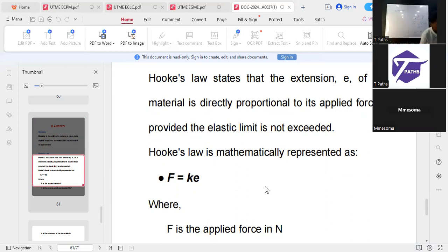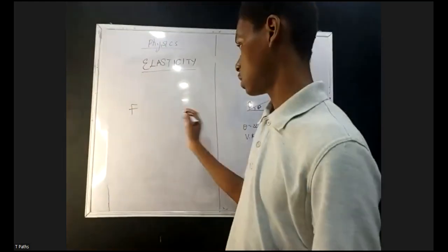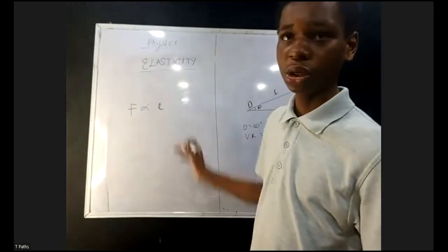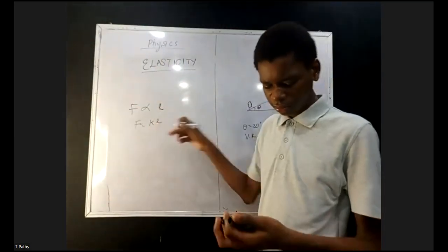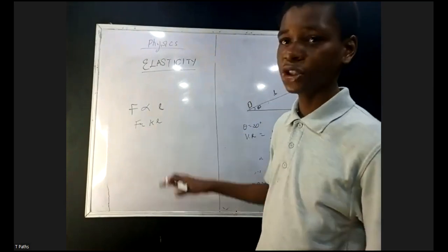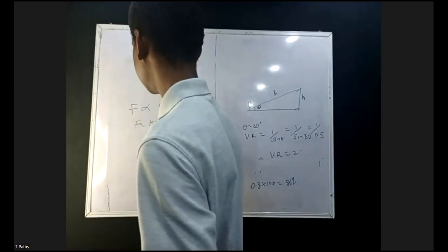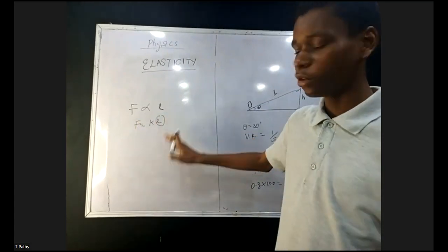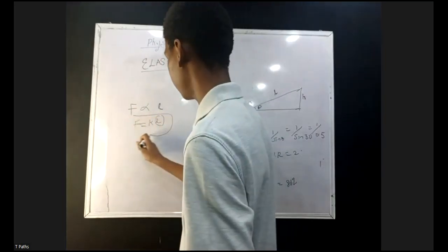If my applied force is capital F, what Hooke's law is telling me is that this applied force is directly proportional to my extension E of that material. So I have F is directly proportional to E. So I can say F equals K times E, where K is my proportionality constant. This K is called the force elasticity constant and it is measured in Newton per meter. F is my applied force, while E is the extension of the material. Don't forget K is the force elasticity constant. So Hooke's law is represented with the formula F equals K E.